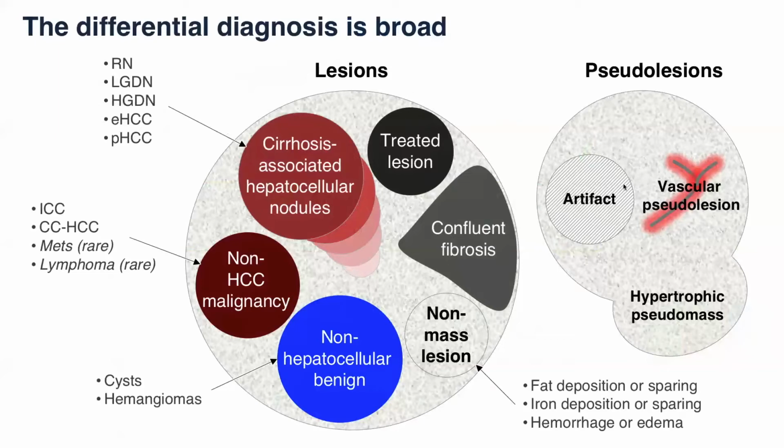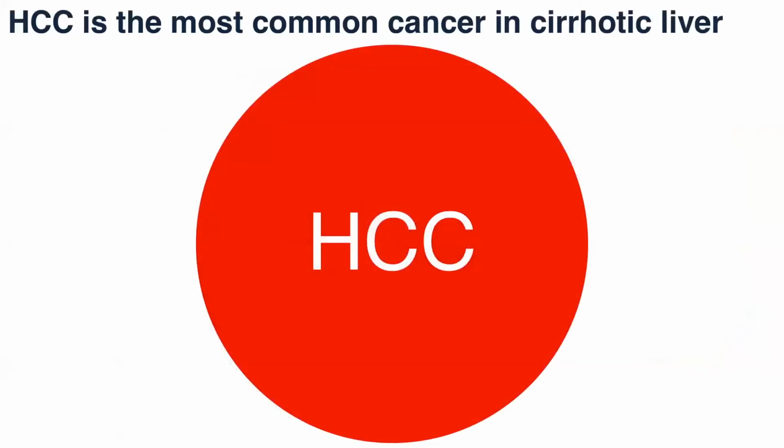Within pseudo lesions, we can have artifacts, something due to bad imaging signal. We can have vascular pseudo lesions, things due to arterial portal shunts. And sometimes in the setting of cirrhosis, we can have some areas that are less scarred than others. And because they're less scarred, they look hypertrophic and large, and they might actually look like masses when they're not, so-called hypertrophic pseudomasses.